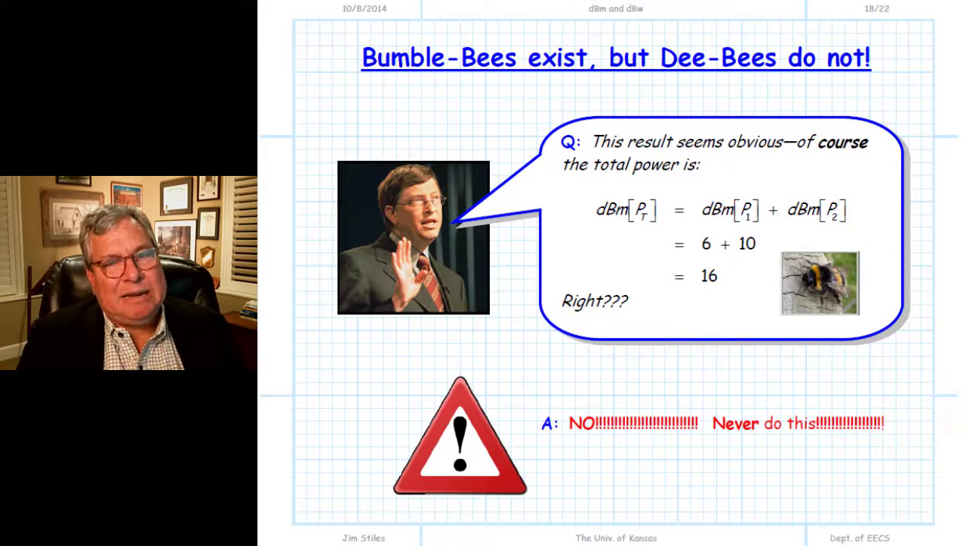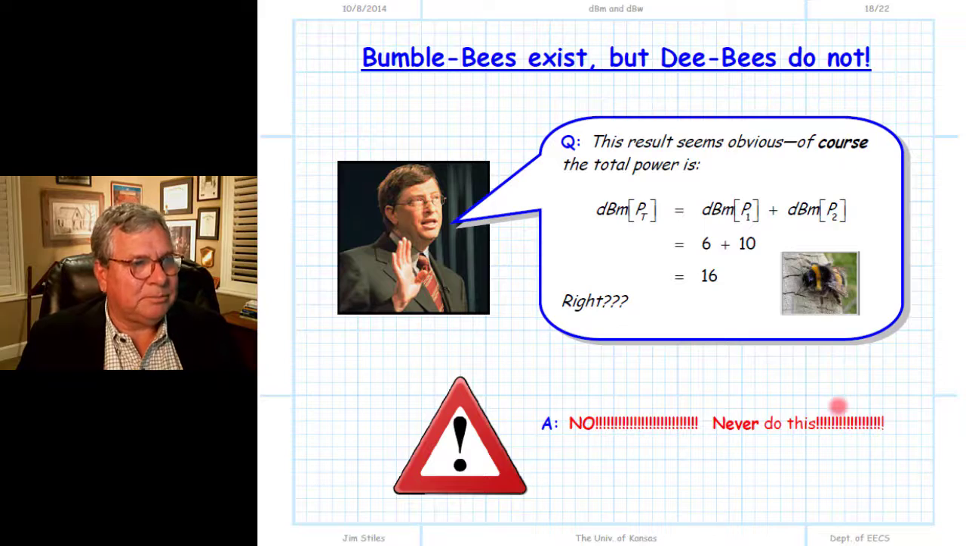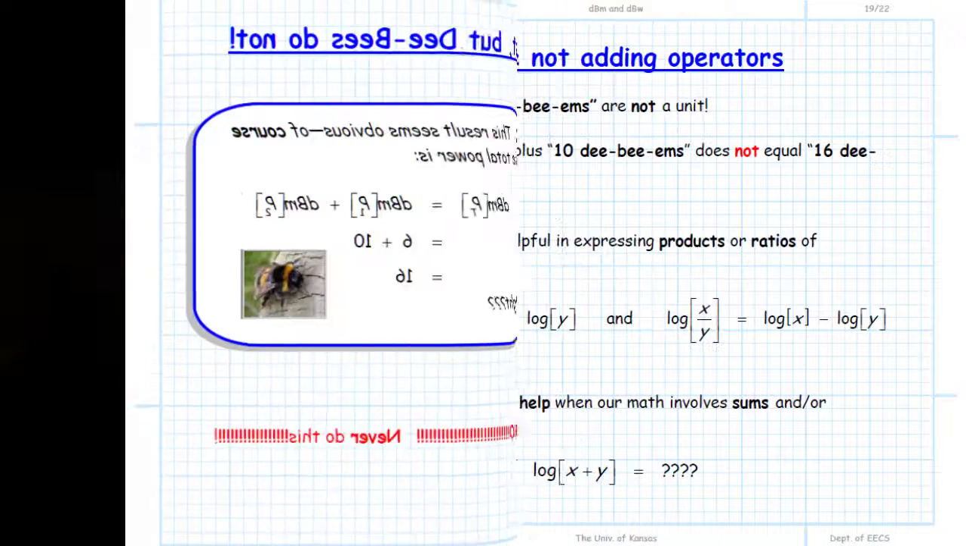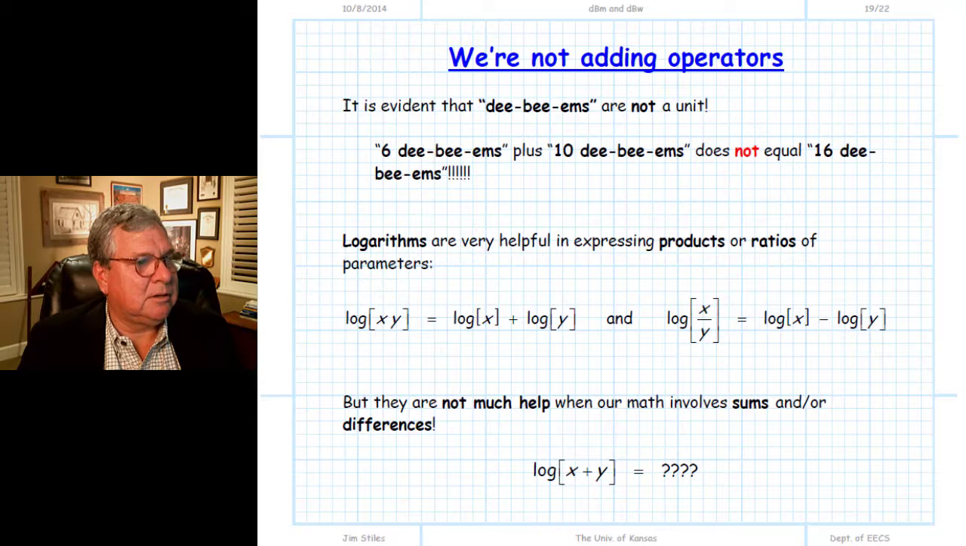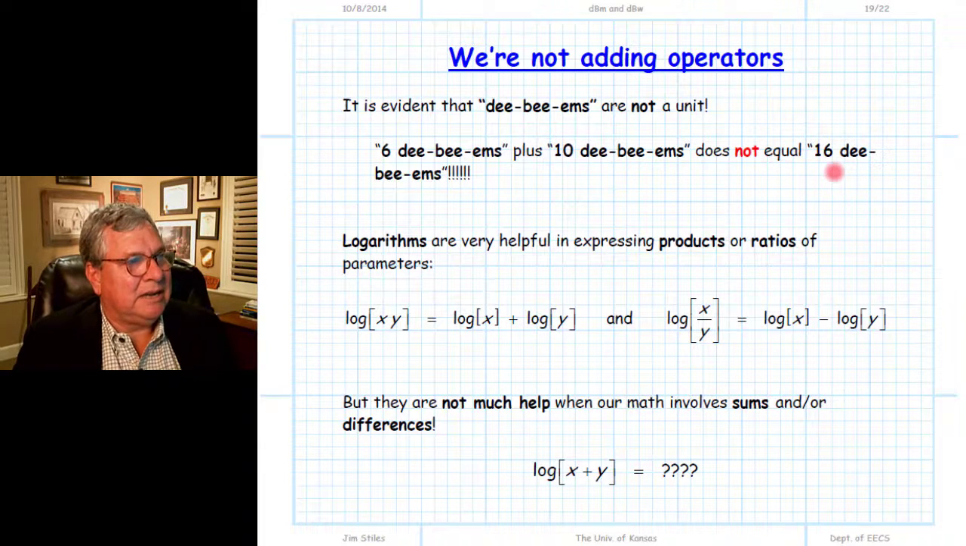If we decide that dBms are units, the answer is pretty clear. If I have 6 dBms and I add to it 10 dBms, clearly I have 16 dBms. 6 plus 10 is 16. If I had 6 oranges and I added 10 oranges to them, I would have 16 total oranges. Why doesn't that work with dBms? Well, it doesn't work because dBms, again, are not a unit. They are not a countable object. It is an operator. So 6 dBms plus 10 dBms is not equal to 16 dBms.